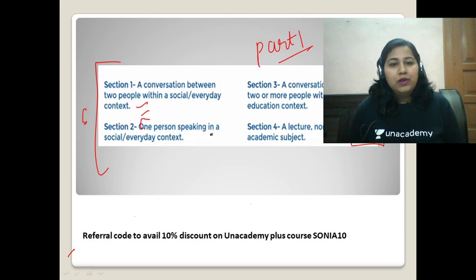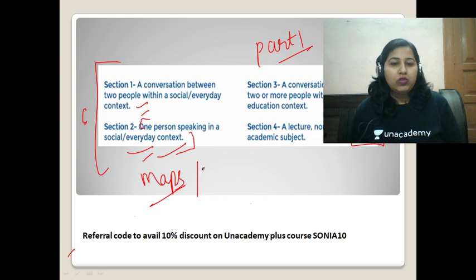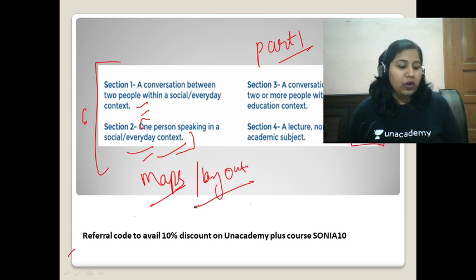The second section is one person speaking in a social or everyday context. So maybe it can be a tour guide giving you a brief of a new resort. In this section, you can expect questions of a map or a layout, okay? मोस्टली आपके जो सेक्शन पार्ट 2 होता है लिसनिंग का, उसी में मैप्स और लेआउट आते हैं आपके.